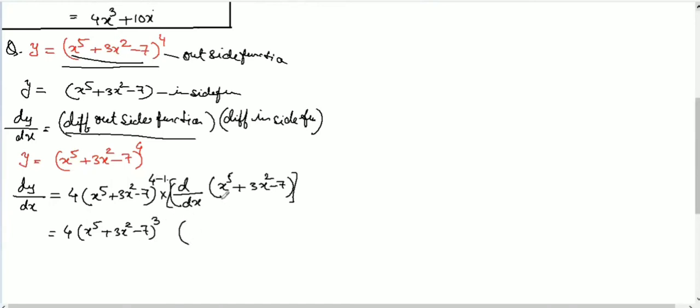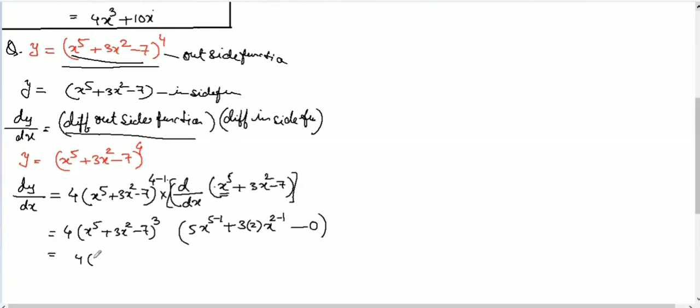And now we will differentiate this one separately. So differentiate x to the power 5. Bring down the power 5 in front of x, so 5x to the power 5 minus 1. Then give a plus sign, and 3, write down 3 and bring down this 2 here, so it will be multiplied by 3, and x to the power 2 minus 1. And minus 7, this is a constant, there is no x here, so the differentiation of a constant number will be 0.